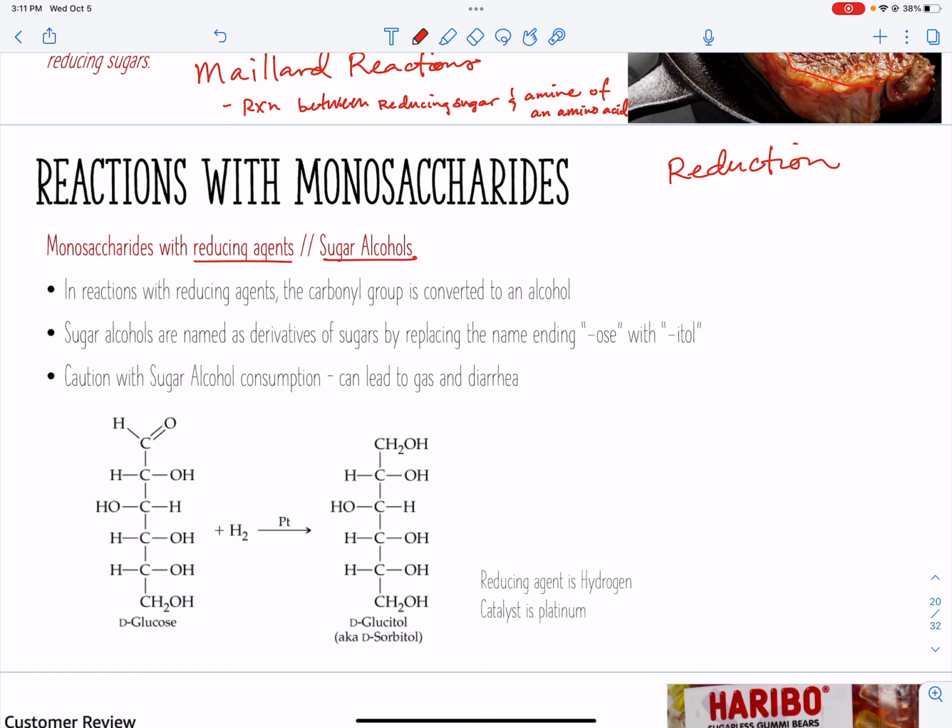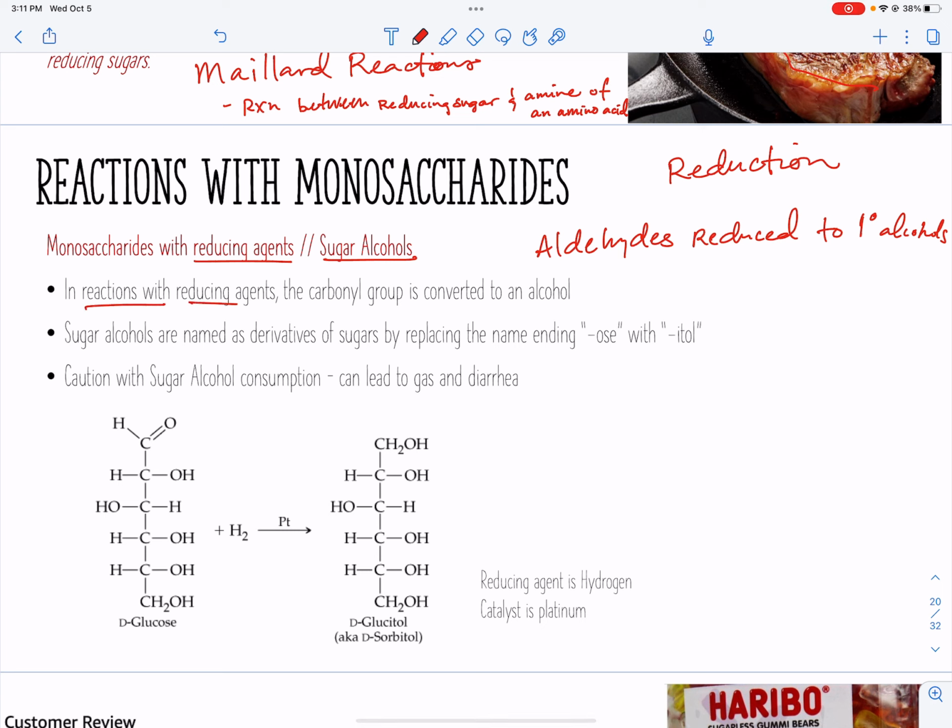Remember, aldehydes can be reduced into primary alcohols. Aldehydes are reduced to primary alcohols. We've discussed all of this. It's just been a few weeks, so please go revisit that if you need to brush up on what I just wrote.